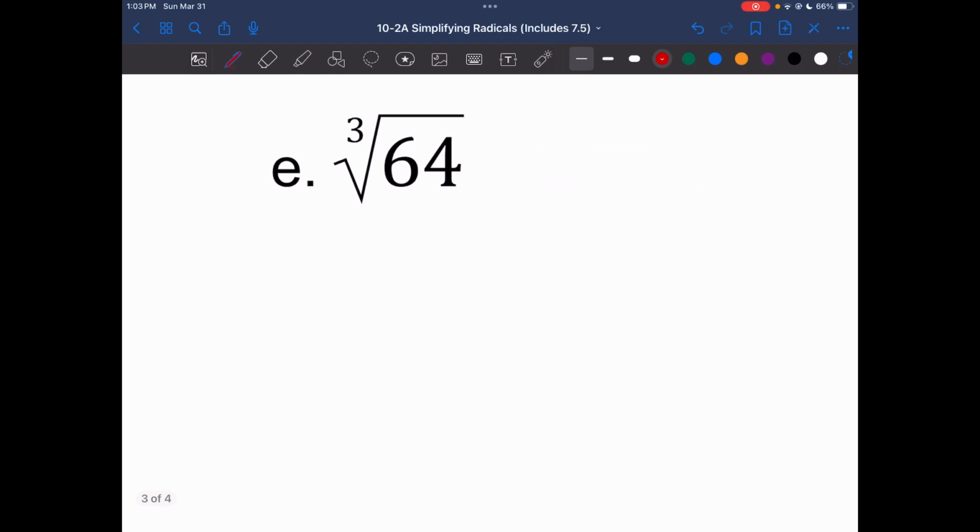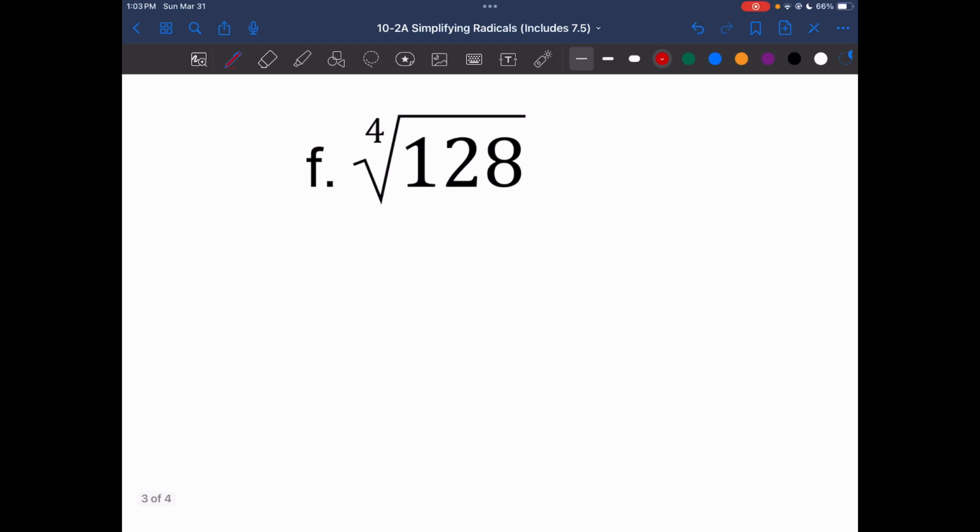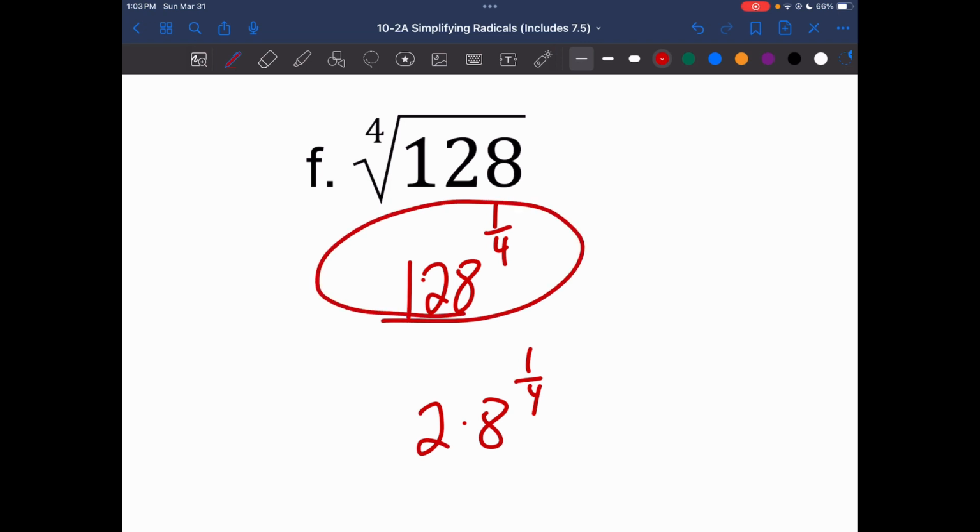Letter E, we have the third root of 64, so we can rewrite that as 64 to the 1/3 power, and I'm going to just tell you right now that the 1/3 root of 64 is just 4. Letter F, we're looking for the fourth root of 128. So we've got 128 to the 1/4 power. Now, the reason we put it in radical form is it's easier to see these factors as they break down. But what I can tell you is this is ending up being 2 times 8 to the 1/4. If you simplify it, I just want you to get to this point today.